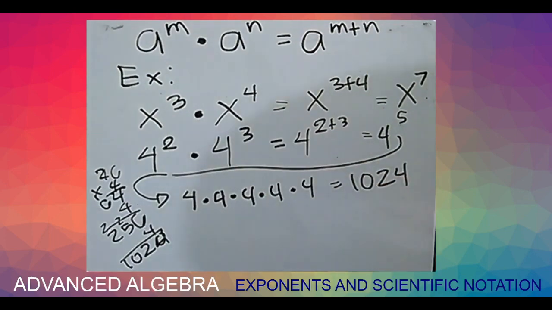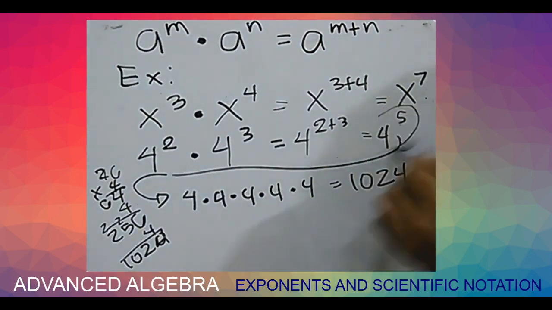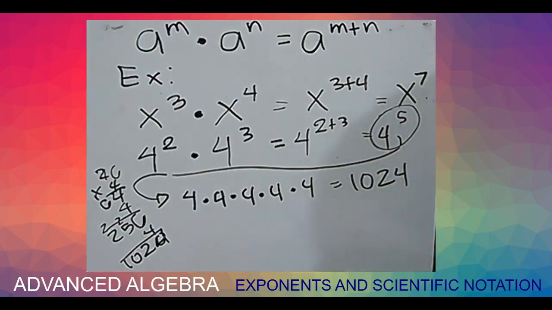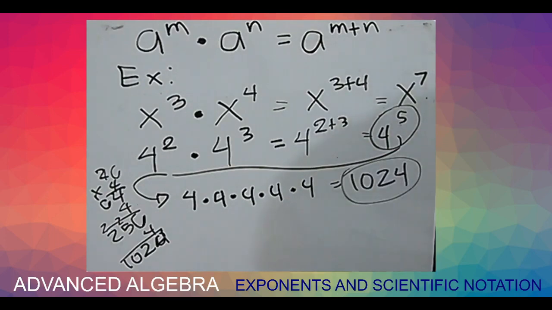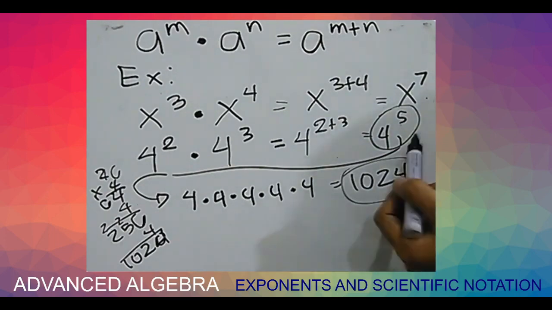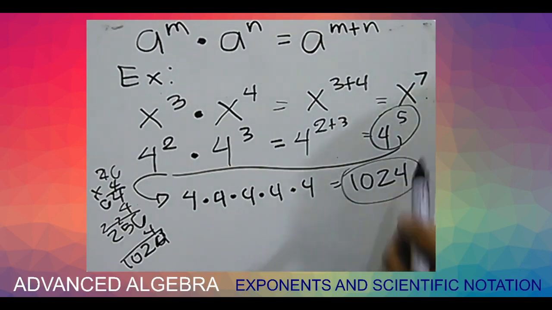1,024 kapag sinimplify natin. Pero pag hindi natin sinimplify, ito ang sagot: 4 to the fifth power. Pero pag sinimplify natin, 1,024 yung sagot natin. Pero pag hindi mo sinimplify, is 4 to the fifth power. Okay? Yun yung example ng ating product rule of exponents. Madali naman siyang aralin.